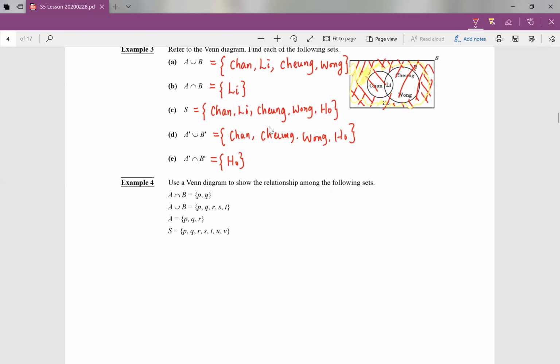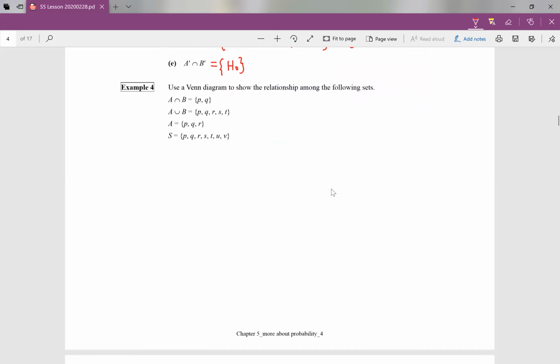Next example. Use a Venn diagram to show the relationship among the following sets. A intersect B is P and Q. A union B is P, Q, R, S, T. A itself is P, Q, R. S is P, Q, R, S, T, U, V.